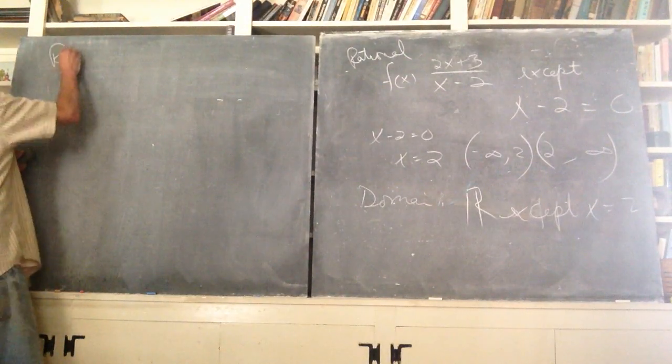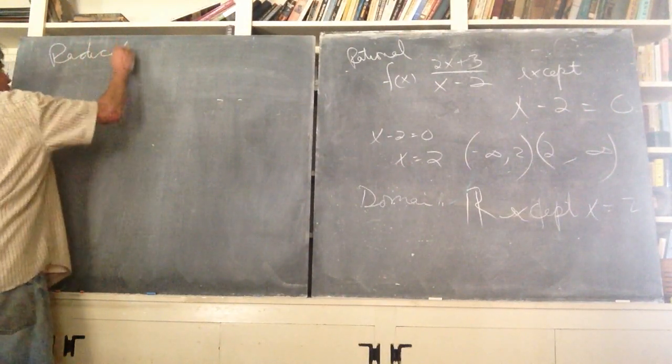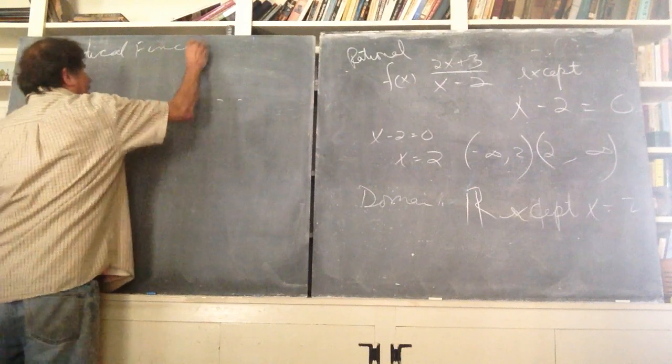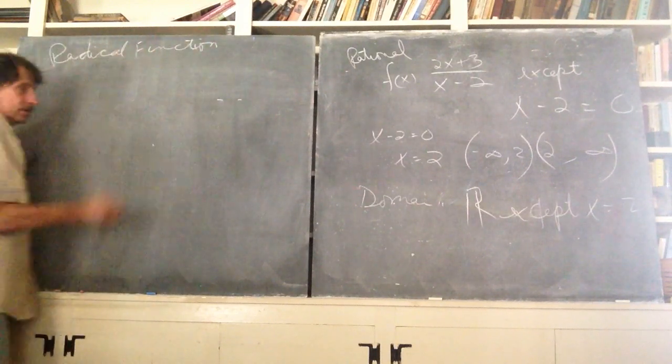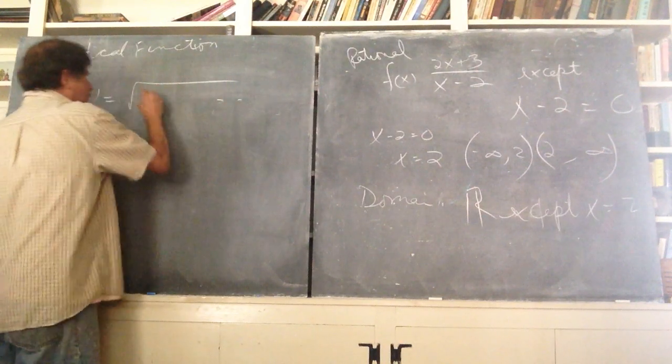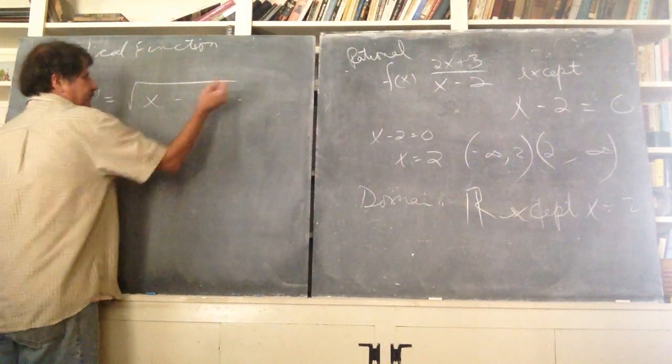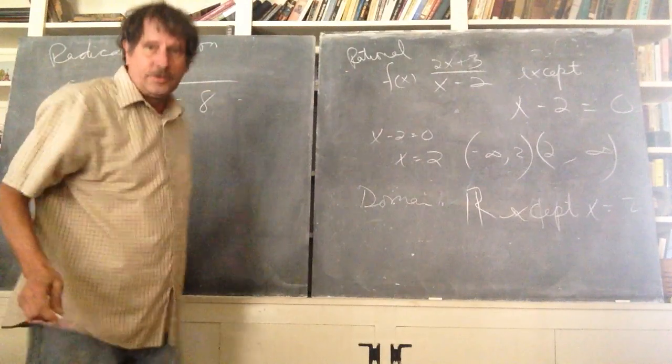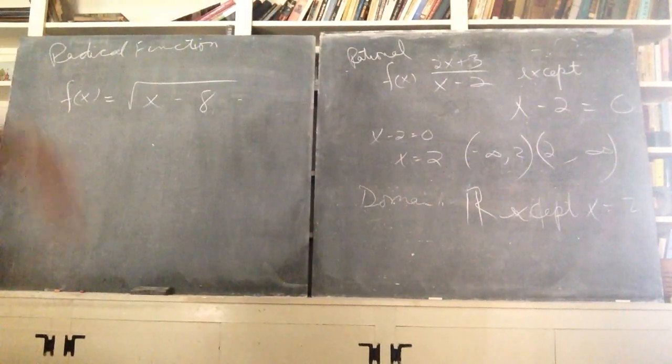A radical function, rather. Sorry about that. And that has a radical in it. f of x equals, let's see, the square root of x minus 8. Something like that. Okay, so you can put anything in here.